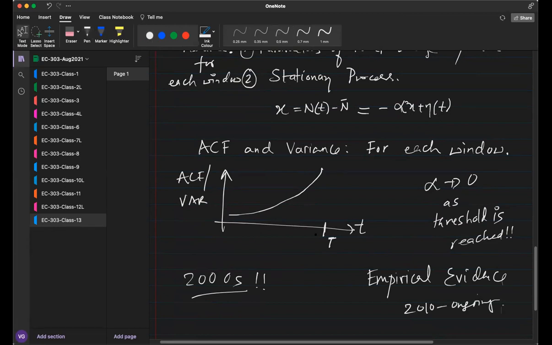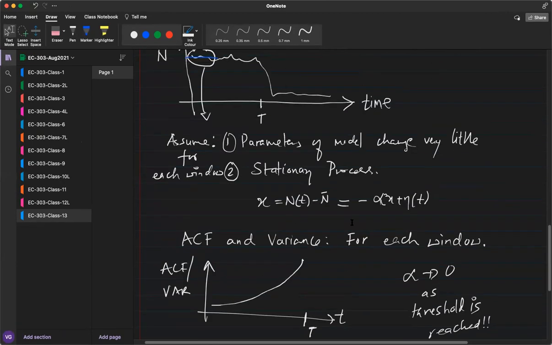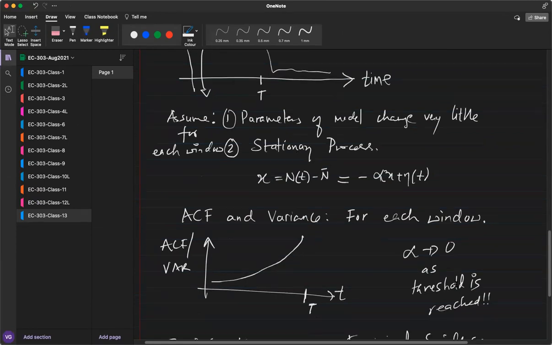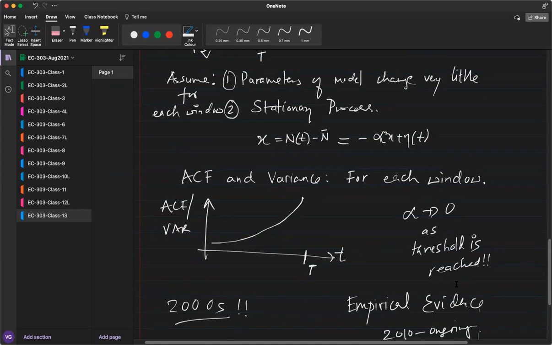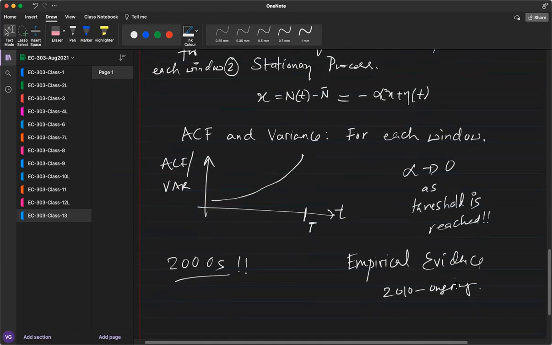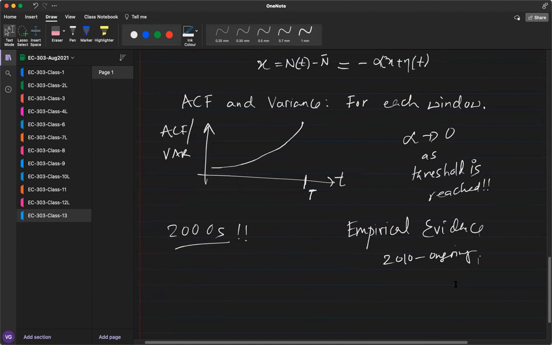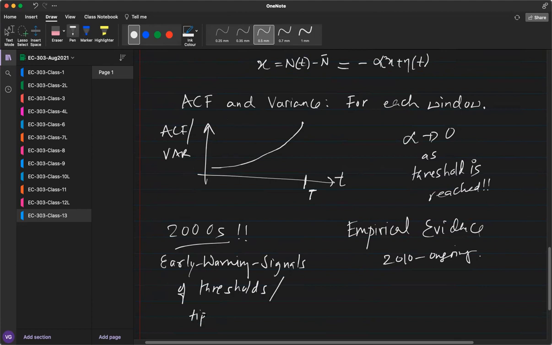When we say empirical evidence, how do you really make use of them? Because with real data, of course, these assumptions are going to be tossed out, right? In some ways, they are never going to be perfectly valid. Therefore, there will be limitations in being able to apply these. But nevertheless, these were called early warning signals, or early warning signals of thresholds or tipping points.